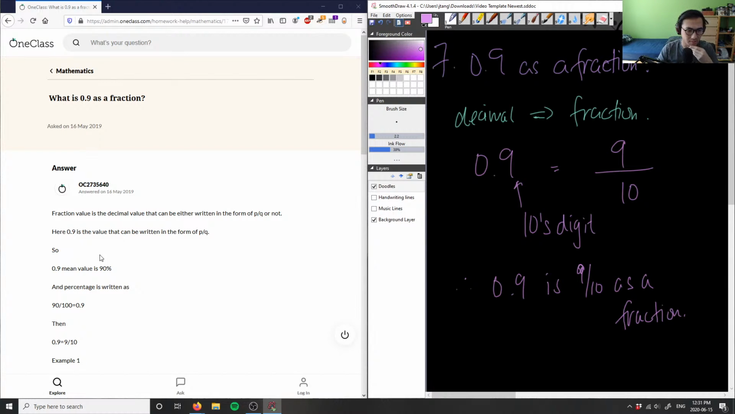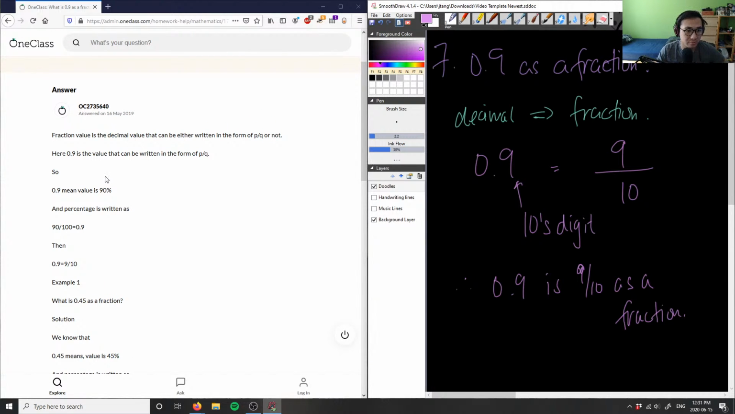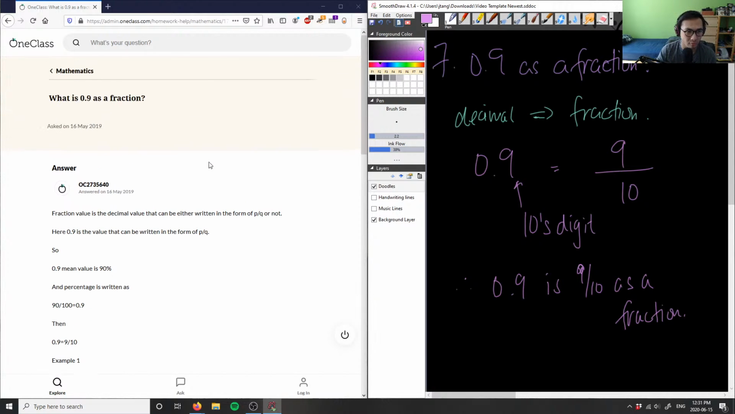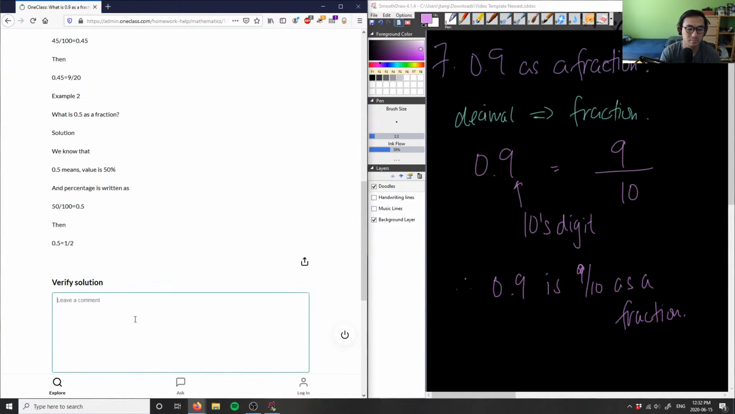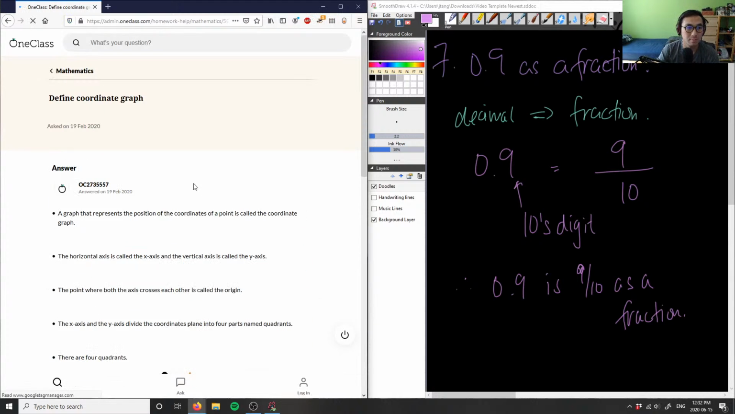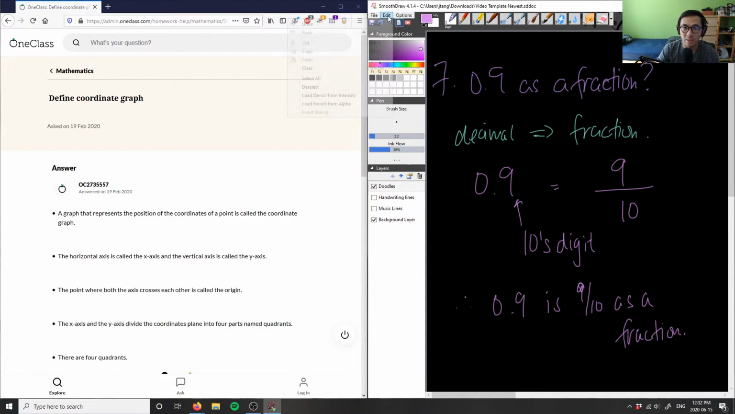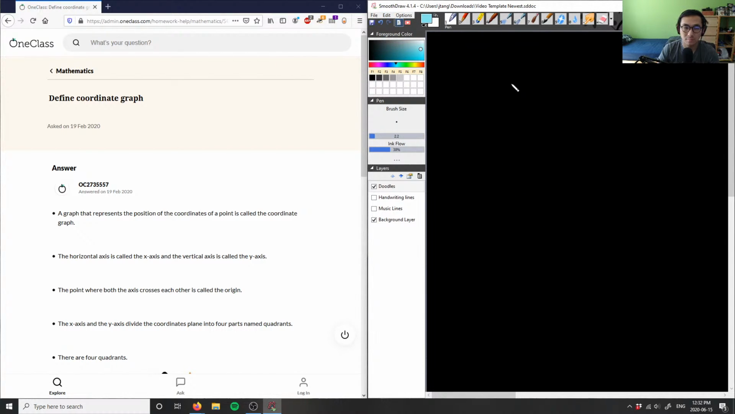And again, as I look here, it says fraction value. Here, 0.9 is the value that can be written in the form P over Q. So it's 9 over 10. So the solution here is correct. Let's look at number 8. Number 8 is asking us to find coordinate graph.